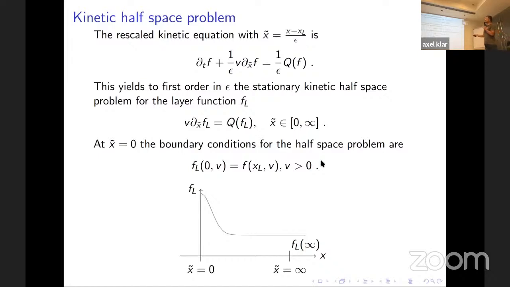So this is this one, but still looking at the layer. What you can easily see now, doing the scaling, going to first order in epsilon, is that you end up with such a half-space problem. And for this half-space problem, you just take the left ingoing distribution here at 0, you take it to be the distribution you have, and then you try to solve this half-space problem.